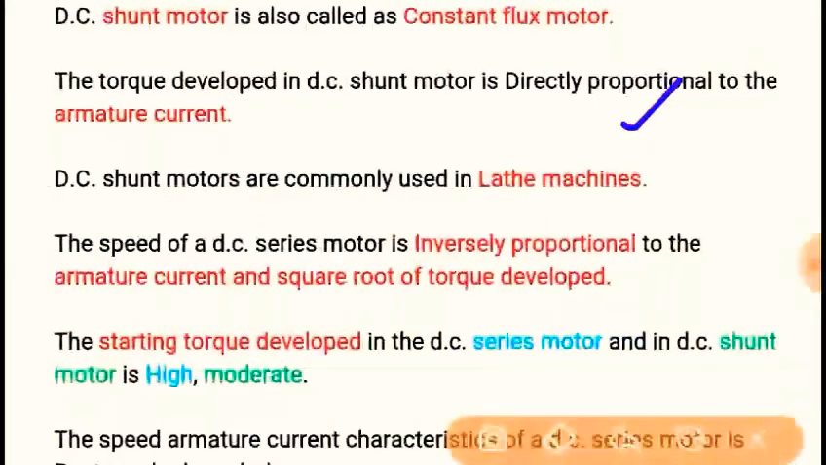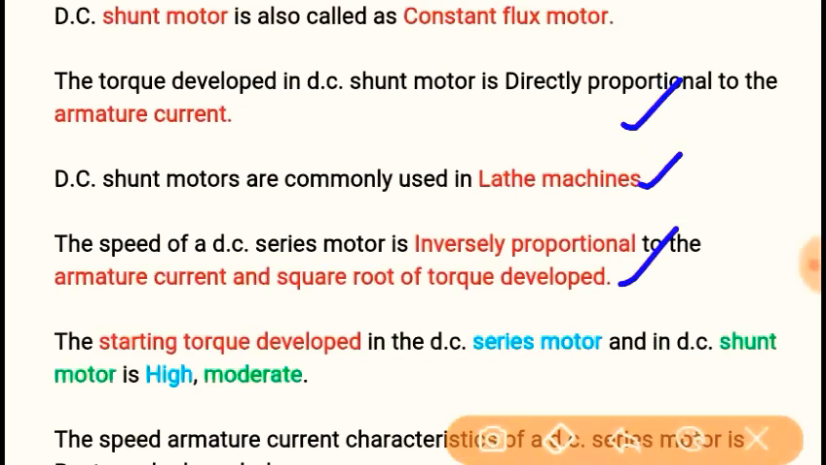The torque developed in a DC shunt motor is directly proportional to the armature current. DC shunt motors are commonly used in lathe machines.